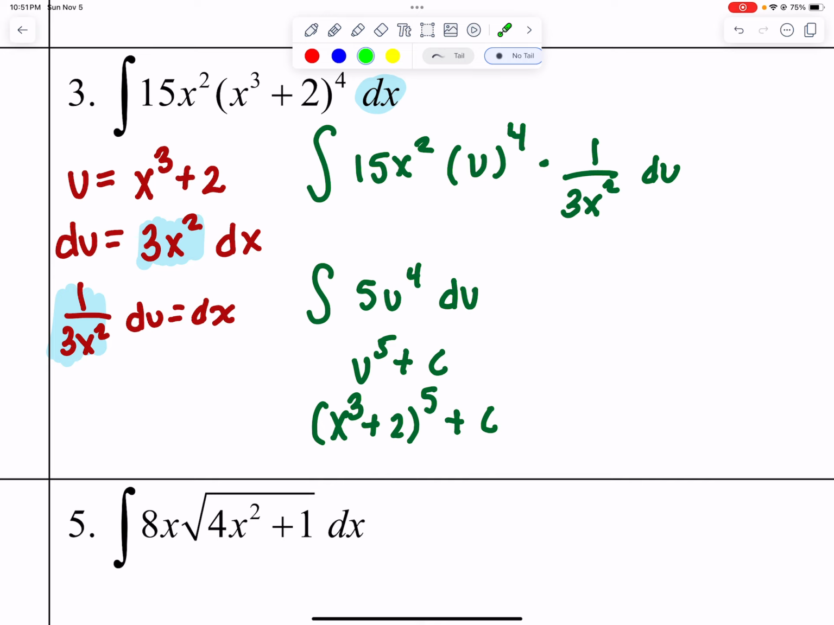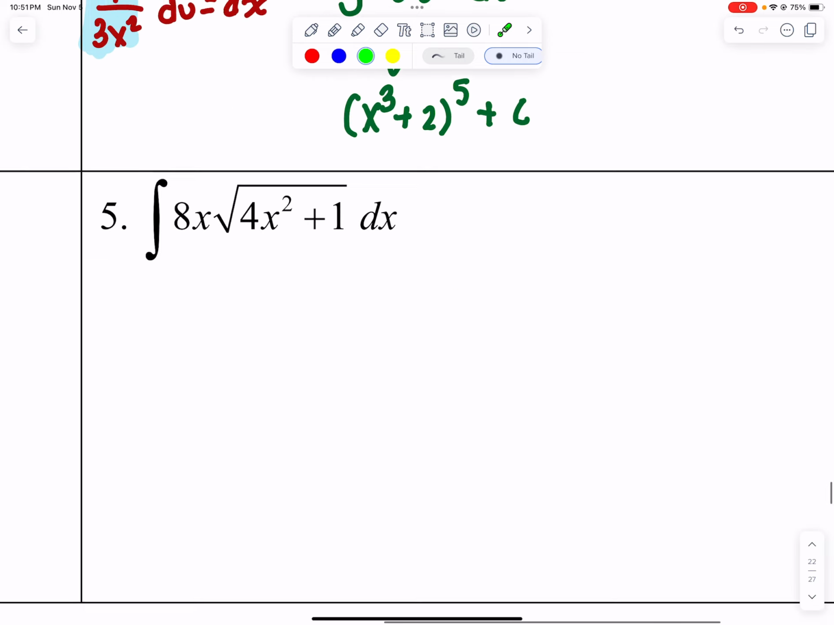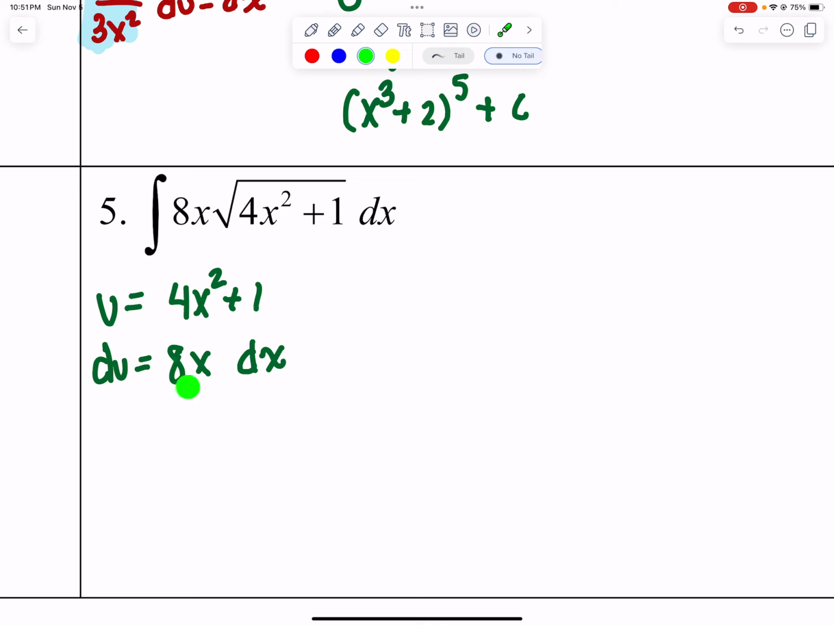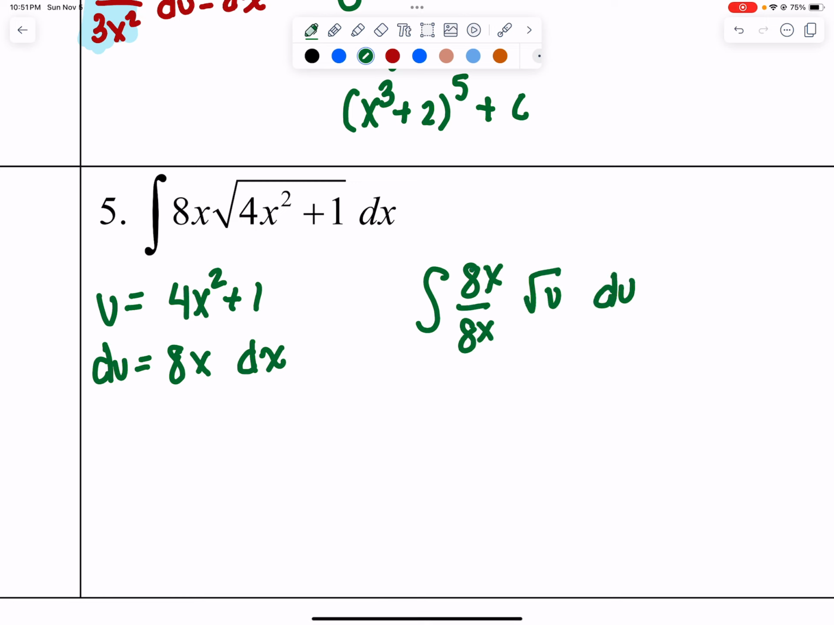So looking at number 5, I'm going to set u to be 4x squared + 1 because that is my composition, which means that du is going to be 8x dx. And if I were to solve for dx, it's going to be the reciprocal of 8x. So instead of doing everything, I'm just going to have 8x over 8x times the square root of u du. 8x over 8x is just going to be 1, so I have the integral of the square root of u du.